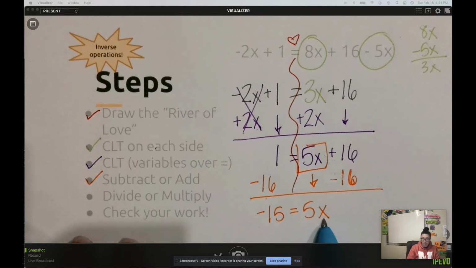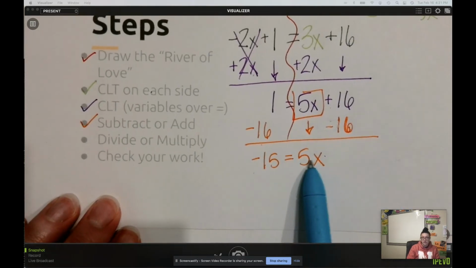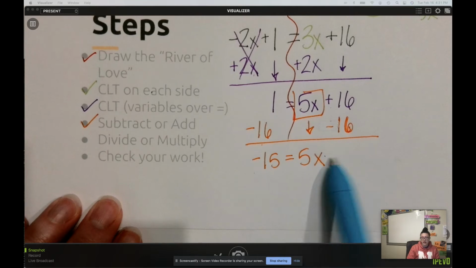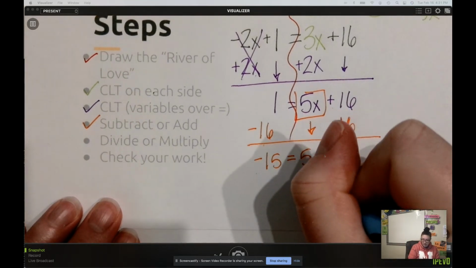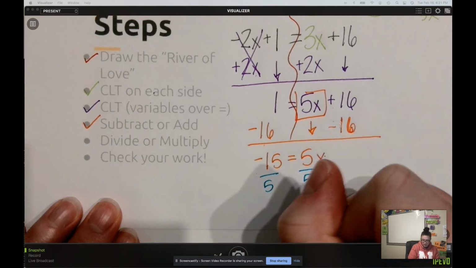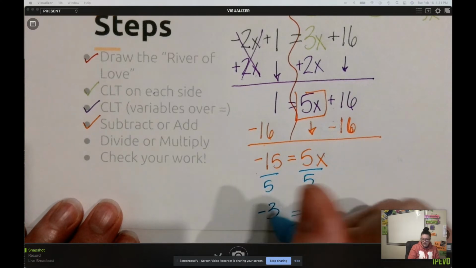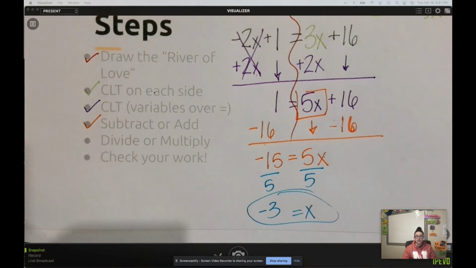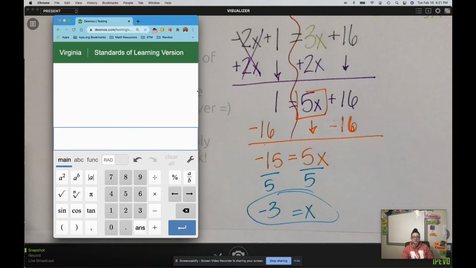Then divide or multiply. I want to get that x by itself. Side by side means multiply. So the inverse, the opposite, is to divide both sides by 5. Negative 15 divided by a positive 5 gives me a negative 3. If you need to use your calculator, do it, especially to figure out, is my answer going to be positive or negative?